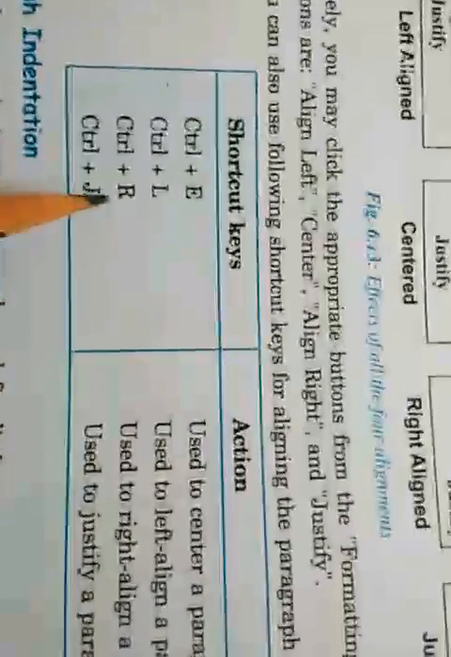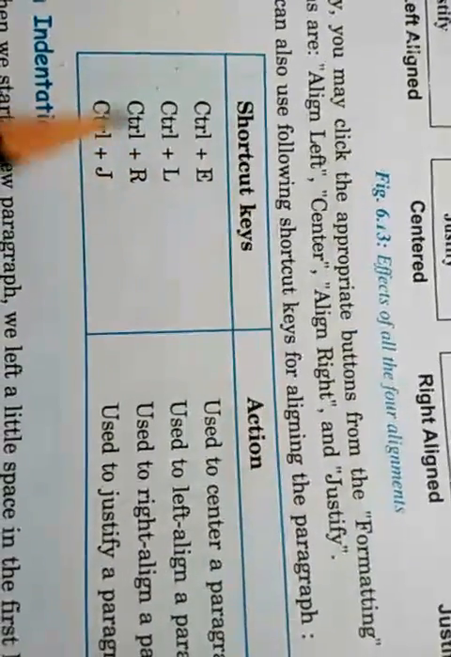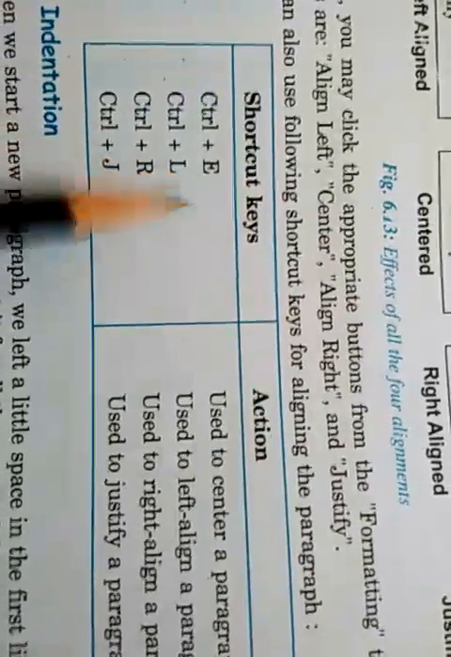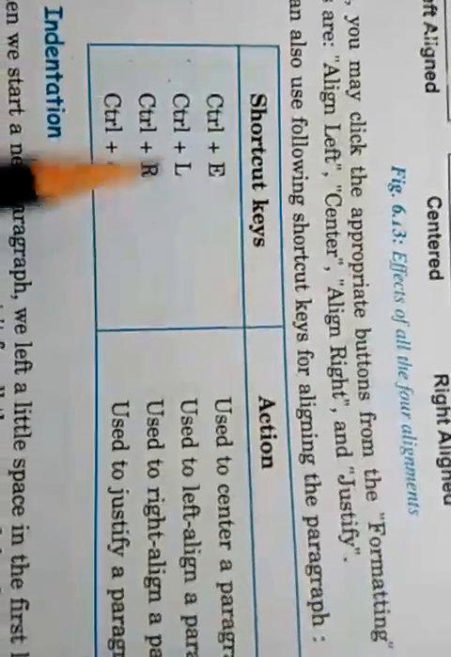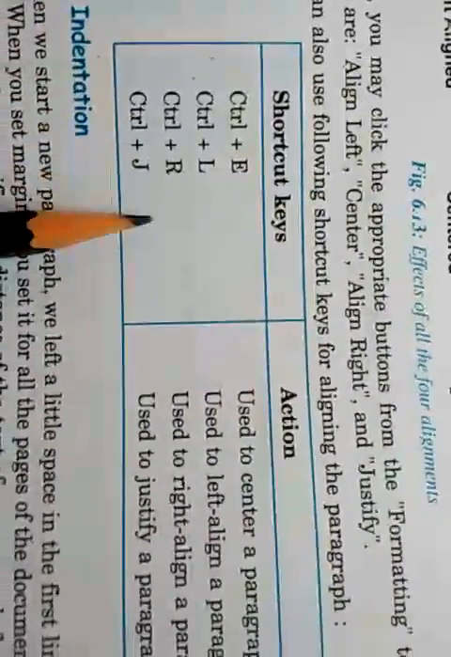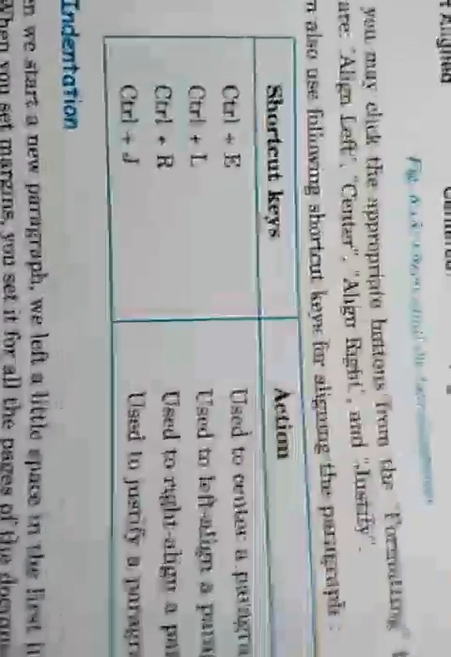And these are some shortcut keys: Control plus E, Control plus L, Control plus R, and Control plus J. Control plus E for the center, Control plus L for the left, Control plus R for the right alignment, whereas Control plus J is the shortcut key for justify alignment.